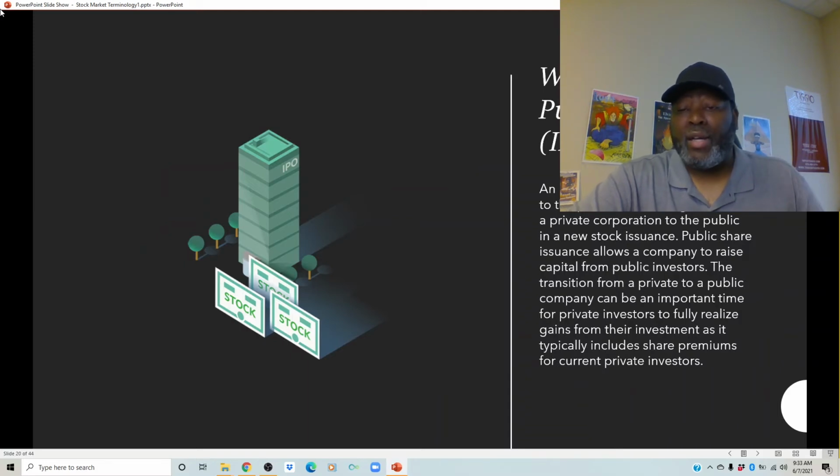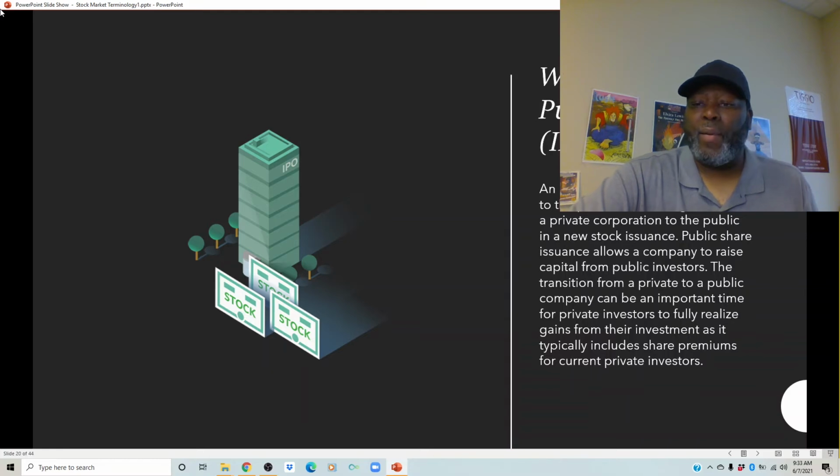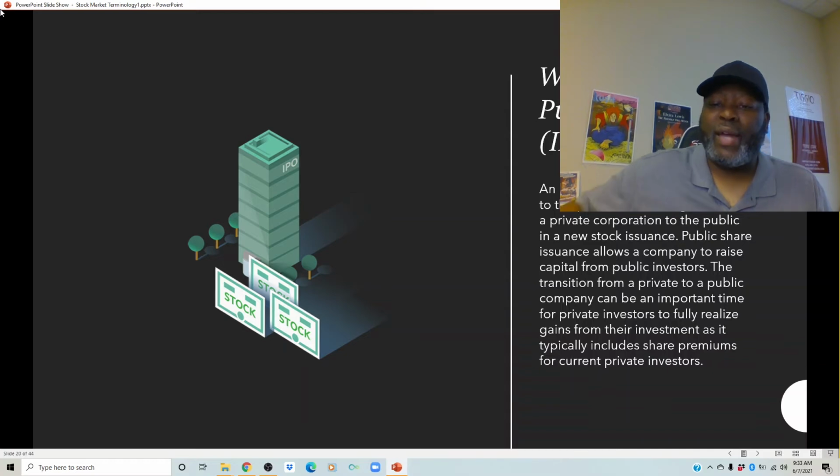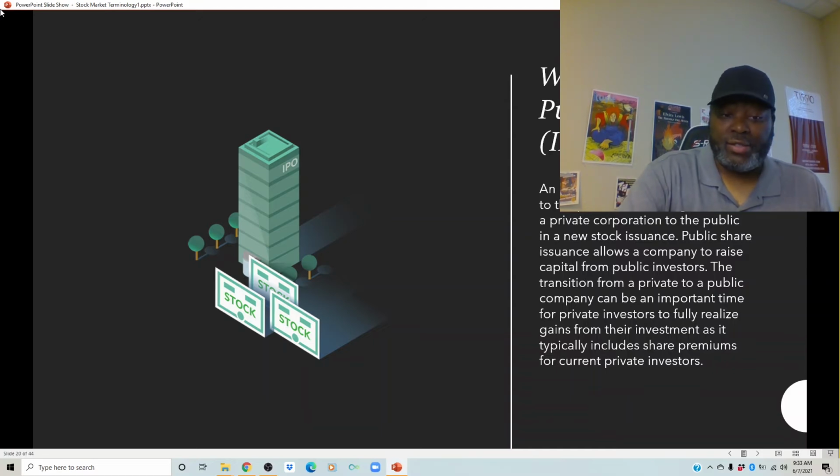What is an IPO, or an initial public offering? An initial public offering refers to the process of offering shares of a private corporation to the public in a new stock issuance. Public share issuance allows a company to raise capital from public investors. The transition from a private to a public company can be an important time for private investors to fully realize the gains from their investment, as it typically includes share premiums for current private investors.